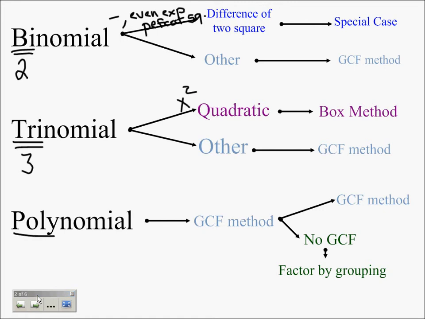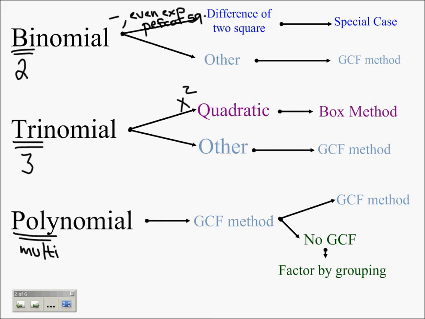The last kind of polynomial you might have is just the polynomial in general. Poly meaning multi or multiple. It's a little different there because in a polynomial you're just going to start with that GCF right away. If there is a GCF, you stick with it and go through with it. If there's not a GCF, you're going to go back and factor by grouping, which is just looking at things specifically.